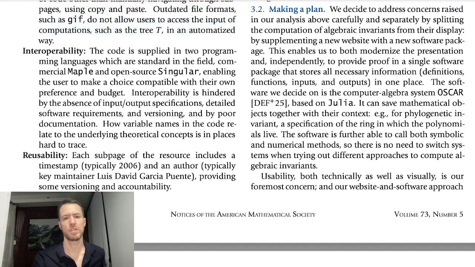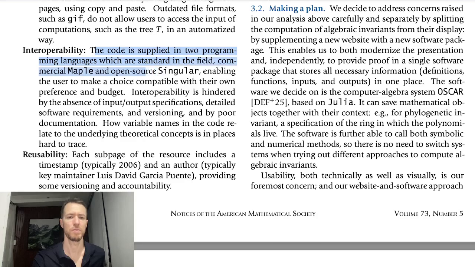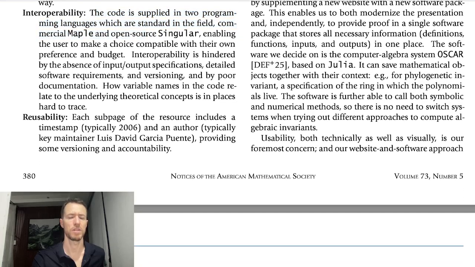Interoperability. The code is supplied in two programming languages which are standard in the field, commercial Maple and open source Singular, enabling the user to make a choice compatible with their own preference and budget. Interoperability is hindered by the absence of input-output specifications, detailed software requirements, and versioning, and by poor documentation. How variable names in the code relate to the underlying theoretical concepts is in places hard to trace.